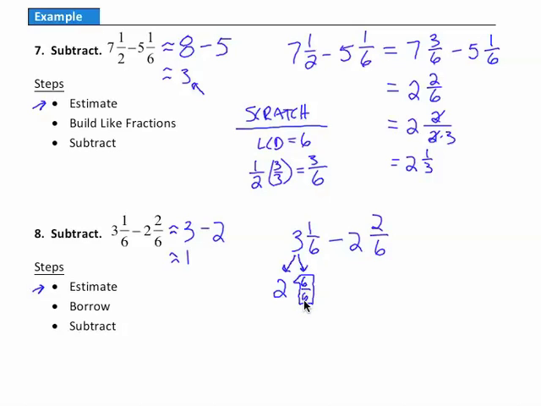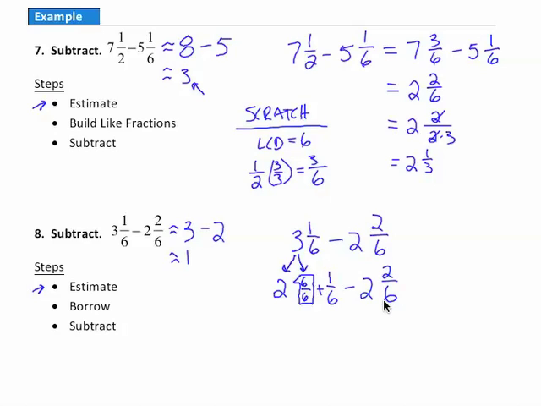The reason I'm choosing 6 is because it matches the denominator of 6 that I already had. The reason I wrote 6 over 6 is because, remember, fractions where the numerator and denominator are the same, that's equal to 1. And I don't want to change the value of 3. You can see that I still have 2 plus 1, or 3 there.